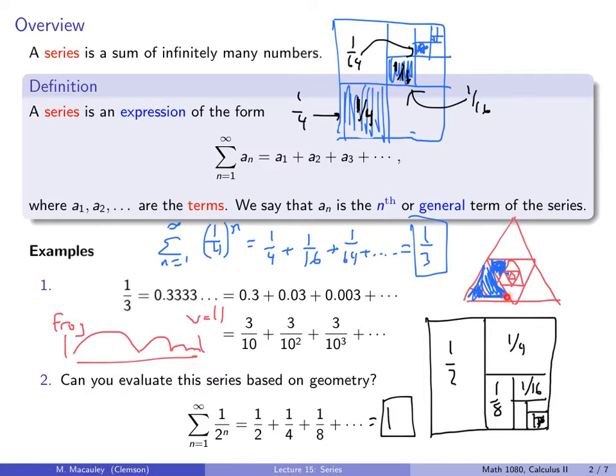So this triangle here is 1/4 of the original triangle. This triangle here is 1/4 of this quarter of the original triangle, so that's 1/16. This blue piece is 1/4 of 1/4 of 1/4, and so forth. So this thing here has area 1/4, assuming that my triangle has area 1. This guy has area 1/16. This one has area 1/64, and so on.